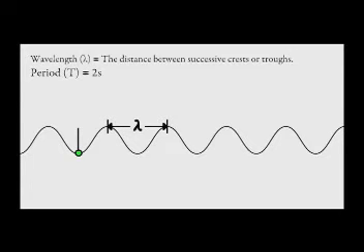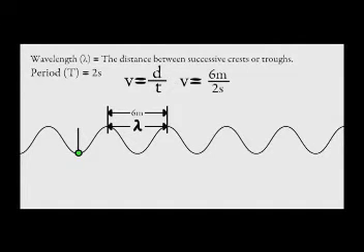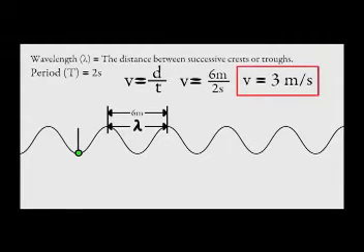And since the period is 2 seconds, we can use the formula v equals d over t to calculate the speed. 6 meters is covered in 2 seconds, so the velocity is 3 meters per second. Box that puppy up, and we're done.